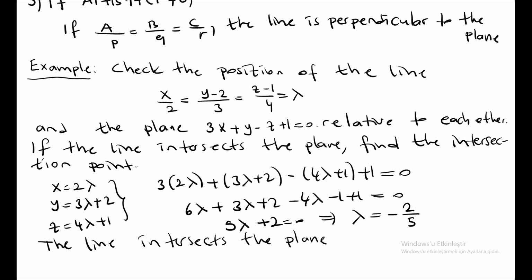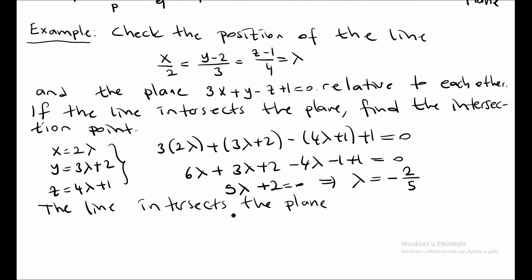If we couldn't find the lambda, then we may check the n and d, which kind of relations they have for the n and d. But now, because we find the lambda, there is no need to check that. So the intersection point is this.